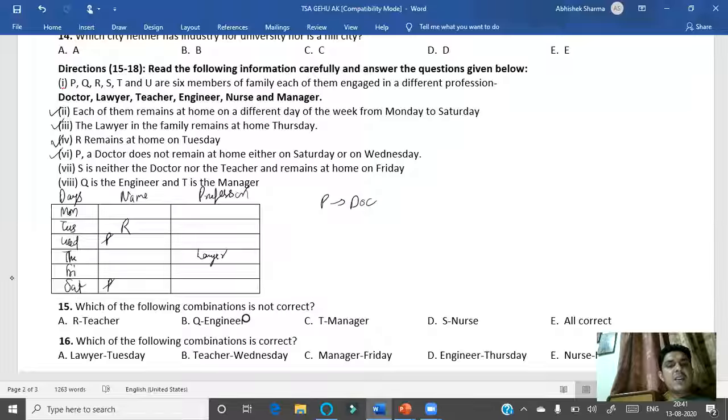Thereafter, S is neither a doctor nor a teacher and remains at home on Friday. So, friends, on Friday S will be here, and he is not a doctor nor a teacher. It cannot be doctor because the doctor is P, so we are writing that he is not a teacher. So friends, this is also done. Thereafter, it says that Q is an engineer and T is a manager. So this is the information that is given.